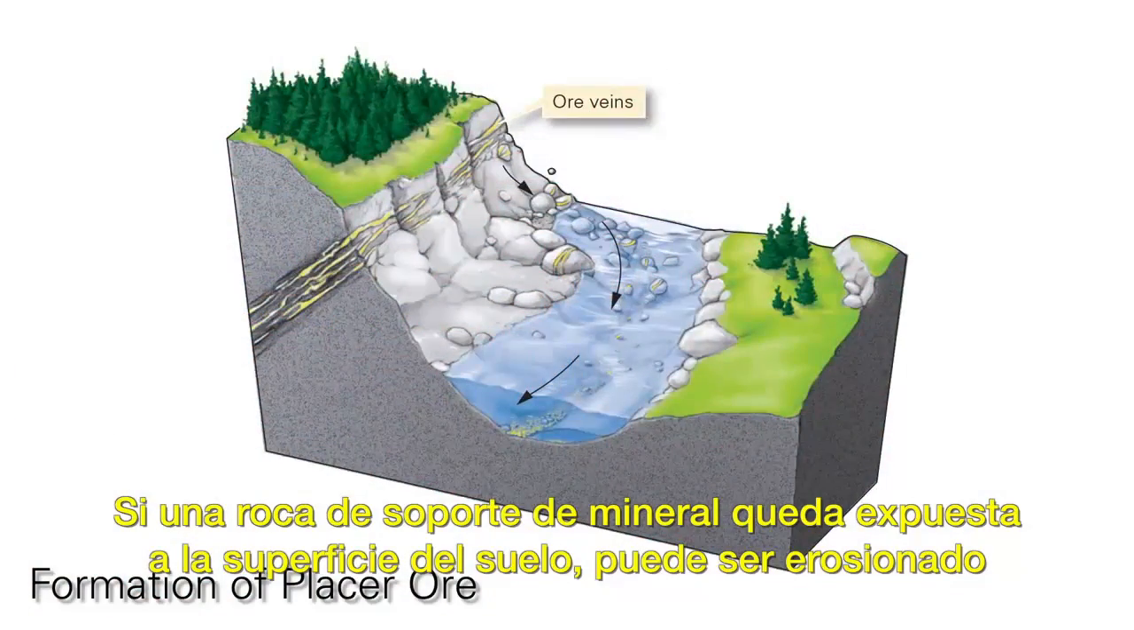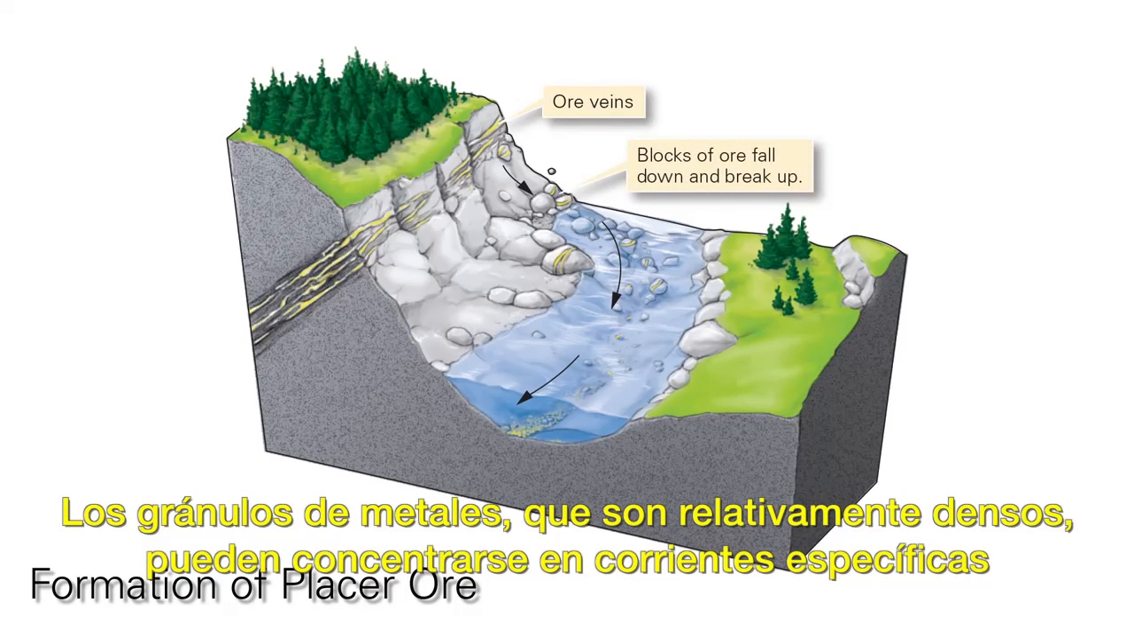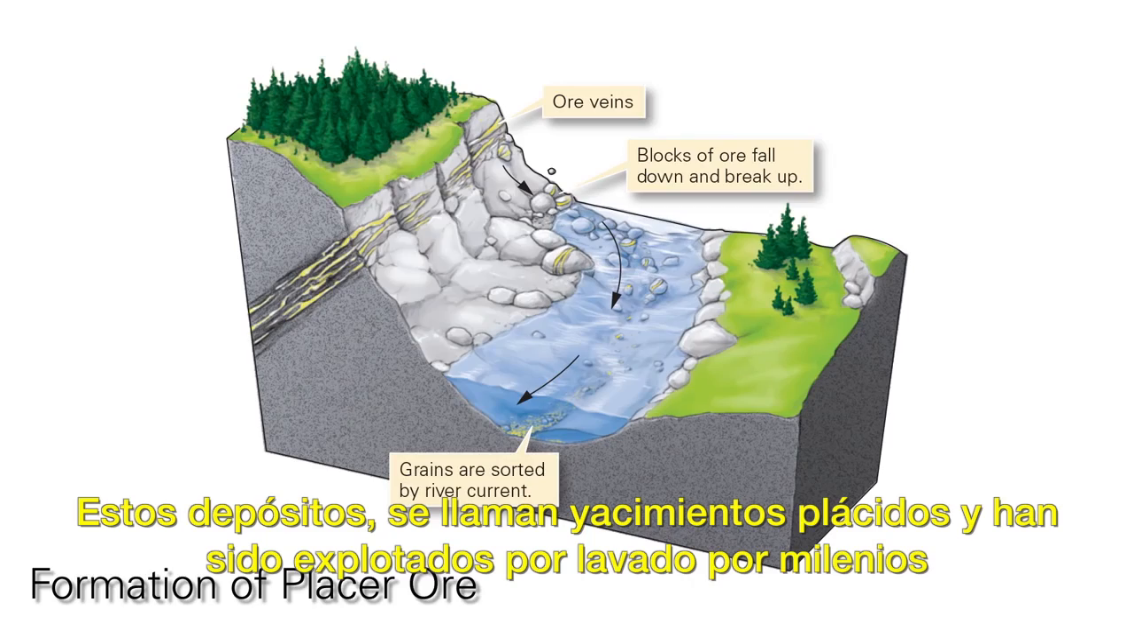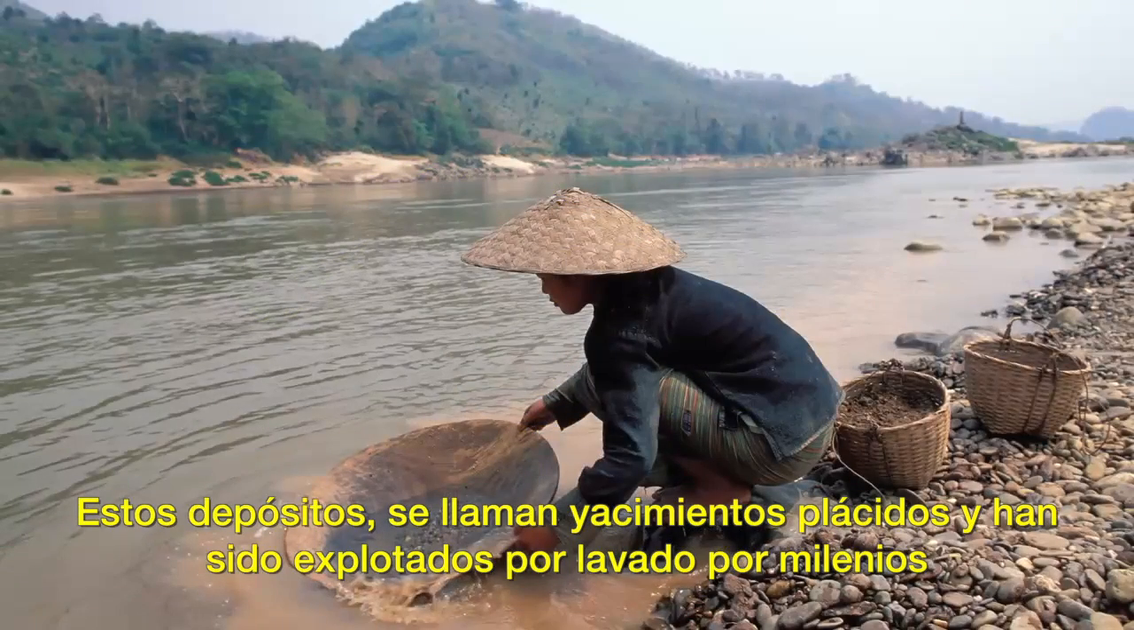If an ore-bearing rock becomes exposed at the ground surface, it may be eroded. In this case, grains of native metals like gold break off the outcrop along with other debris. The metal grains, which are relatively dense, can get concentrated in stream gravels. Such deposits are called placer deposits and have been mined by panning for millennia.